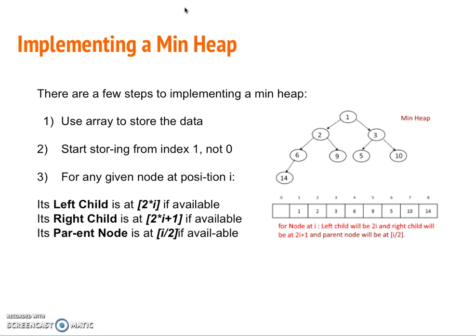The left child will be at location 2 times i, if available. The right child is at 2 times i plus 1. The parent node of i, if it is not the root, would be i divided by 2.